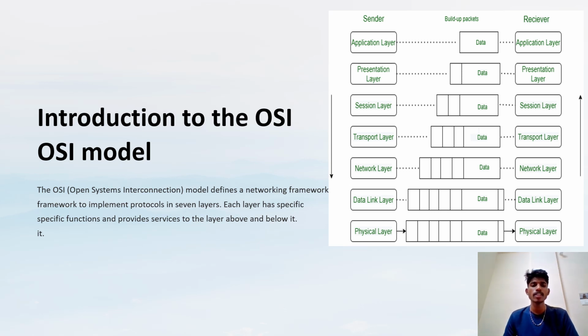So today we are starting off with a new topic, the OSI model. OSI refers to Open System Interconnection. The OSI model defines a networking framework to implement protocols in 7 layers. Each layer has a specific function and provides services to the layer above and below it.